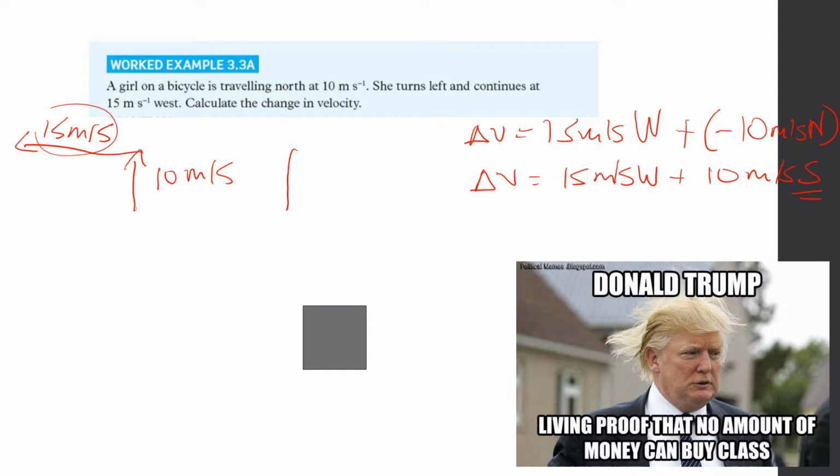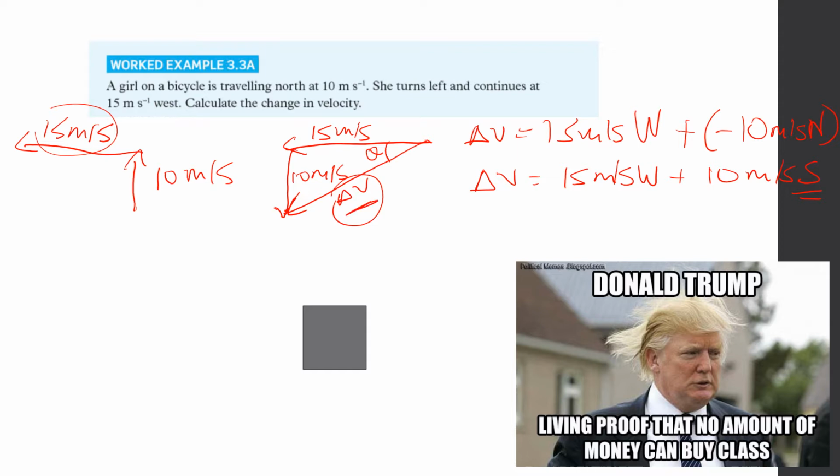We can now draw a new diagram to represent our velocities. So we're going south now, 10 meters per second south, and again still 15 meters per second in the westerly direction. That gives us this resultant velocity, or delta V. Now, in order to determine this value, we need to use trigonometry, and we also need to figure out what angle this theta will be to give us the direction of this velocity.